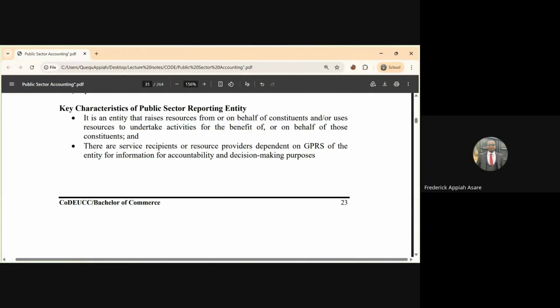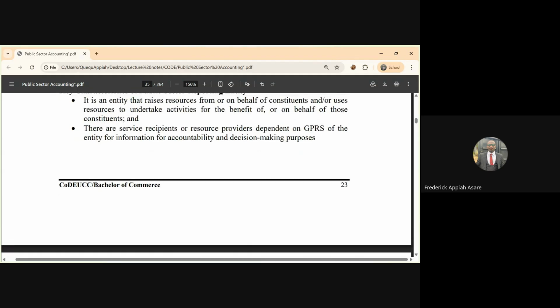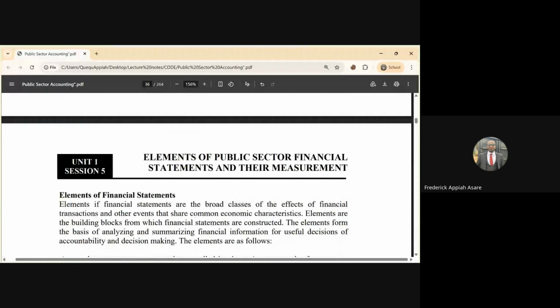Key characteristics of a public sector reporting entity is that it is an entity that raises resources from or on behalf of the constituents or uses resources to undertake activities for the benefit or on behalf of those constituents. So the reporting entity is usually the one who raises resources, or they do it on behalf of another person. There are service recipients, or resources provided dependent on the GPFR of the entity for the information. There is also a key characteristic of the reporting entity.